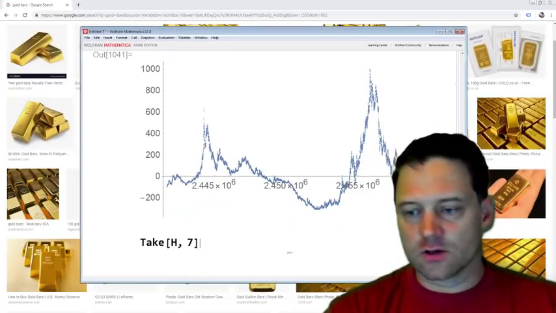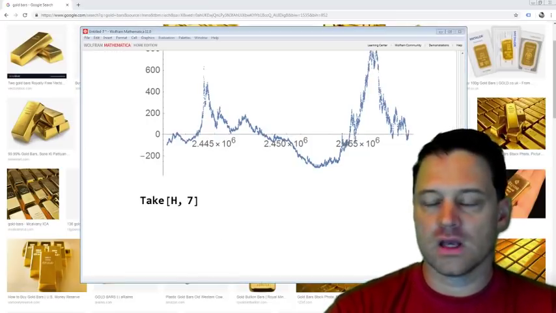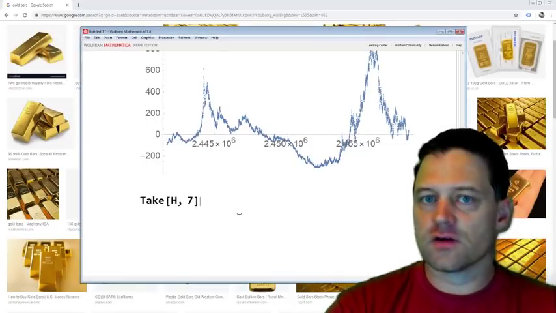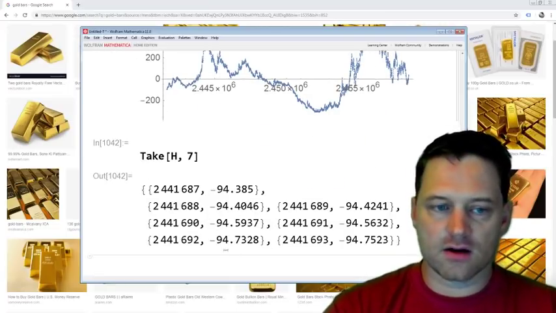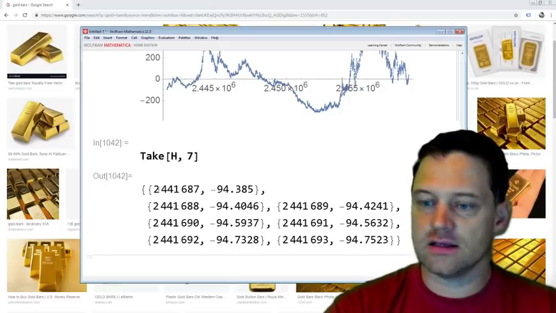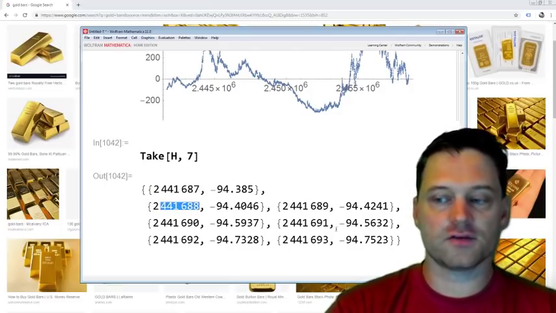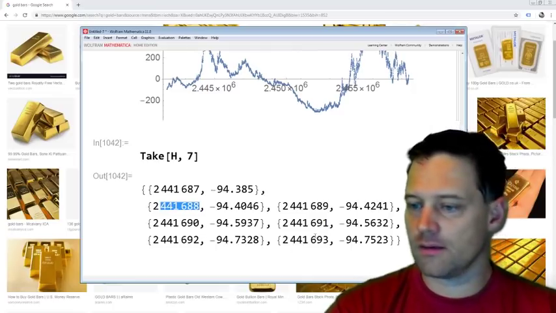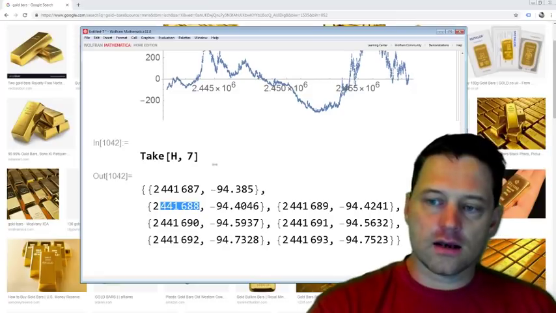Let's have a look at a little bit of the data. So I've got the function Take. Let's just look at the first 7 elements of this list and check them out. Okay, here are the first 7 elements of that list. Now these are Julian days, right? And you can see they're all consecutive, so that's good. We filled in the data there. Okay, and yeah, that looks fine.